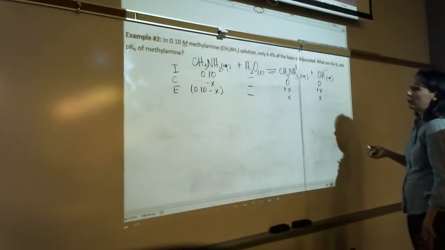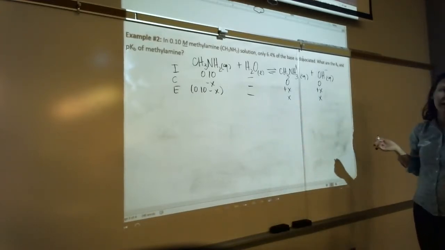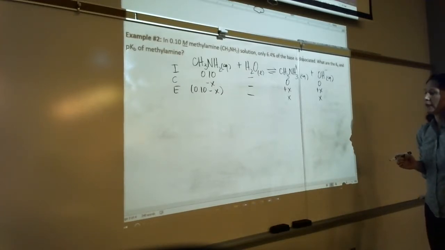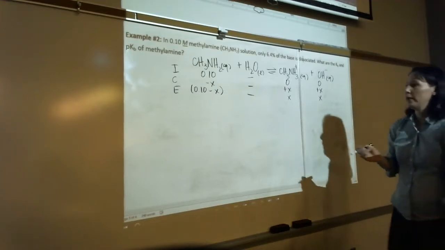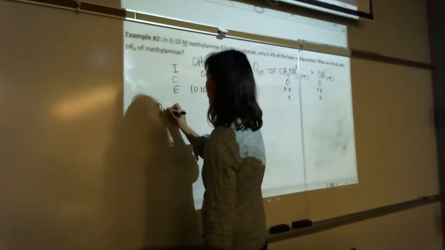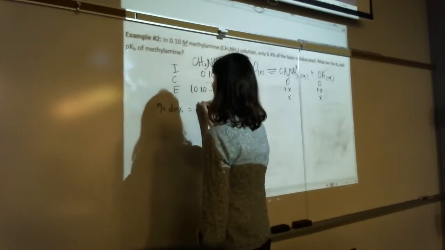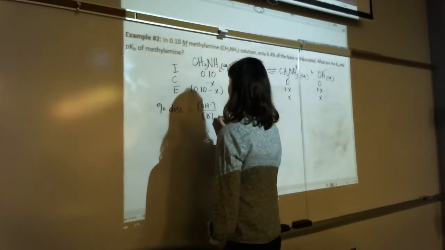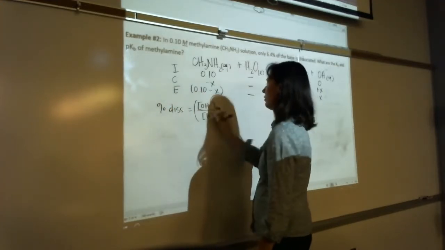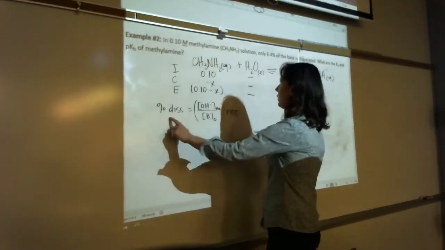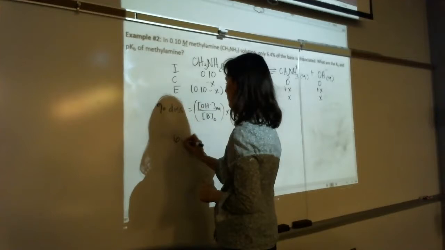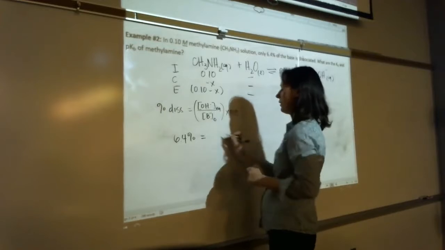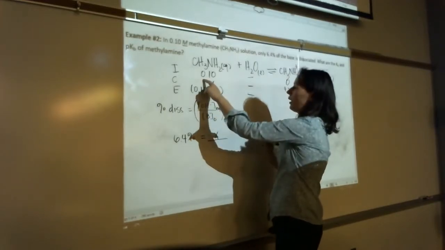Now we don't know the Kb, that's what we're solving for. So we can't use Kb to solve for x. What do we use to solve for x? The percent dissociation, right? Because percent dissociation, let's refresh our memory. Percent dissociation is concentration of hydroxide over the initial concentration of the base, times 100. So if we take our percent dissociation, 6.4% is equal to hydroxide at equilibrium, well, that's just x. And we know what our initial value was.